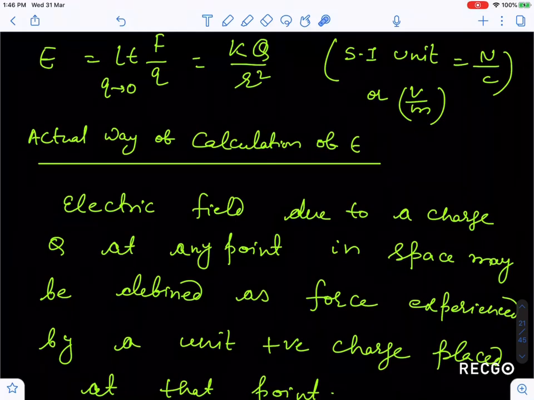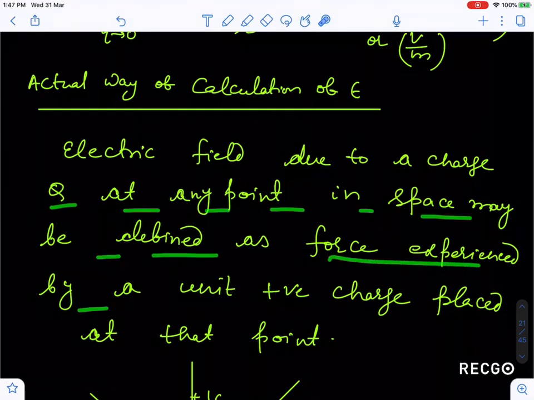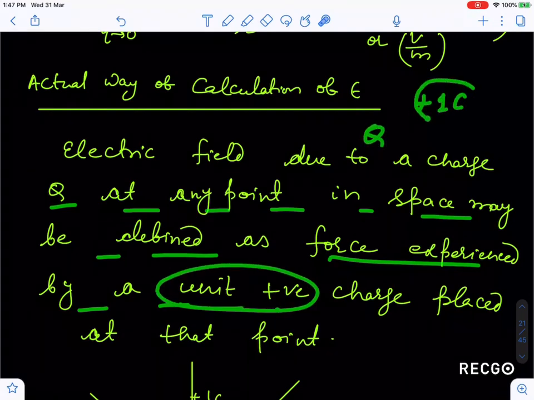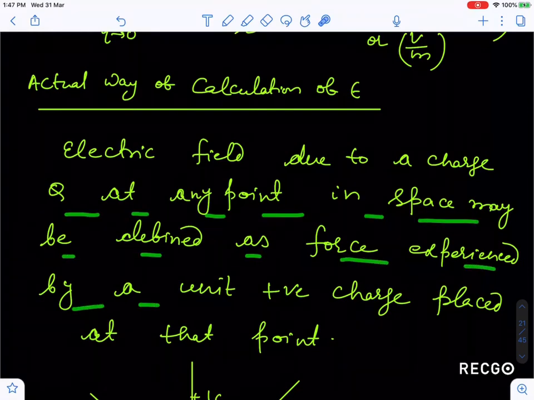So now, the actual way of calculation of electric field, how you actually calculate the electric field. Electric field due to a charge Q at any point in space may be defined as force experienced by a unit positive charge. I told you guys, in place of this q you can place 1 coulomb charge, and how much force this 1 coulomb charge is experiencing, that is electric field of this charge Q. So I have written electric field due to a charge Q at any point in space may be defined as force experienced by a unit positive charge placed at that point.